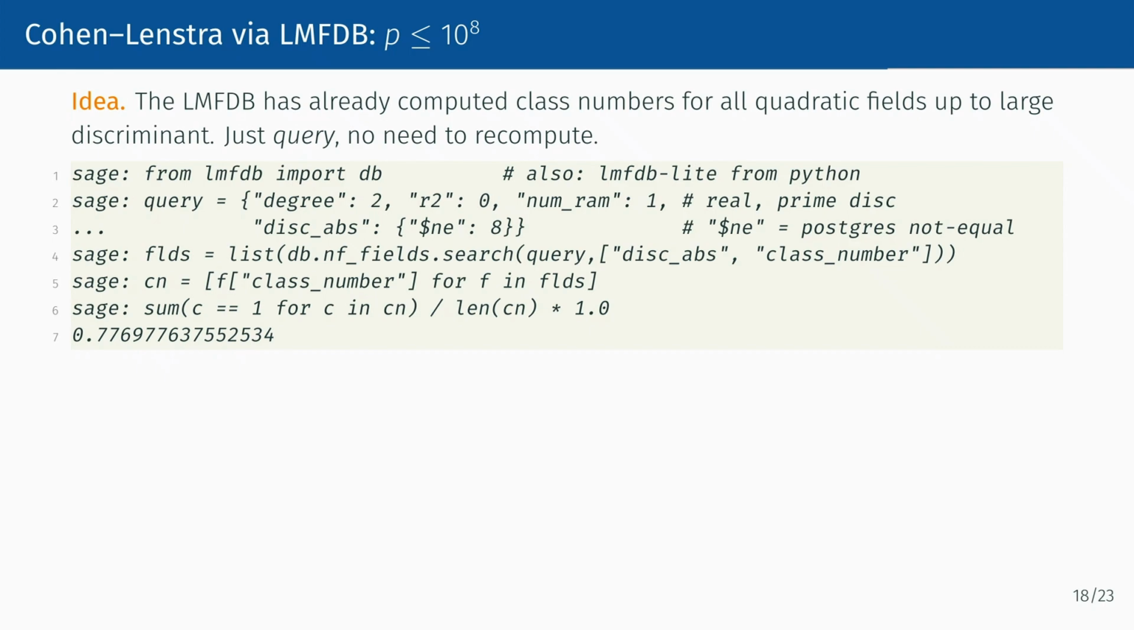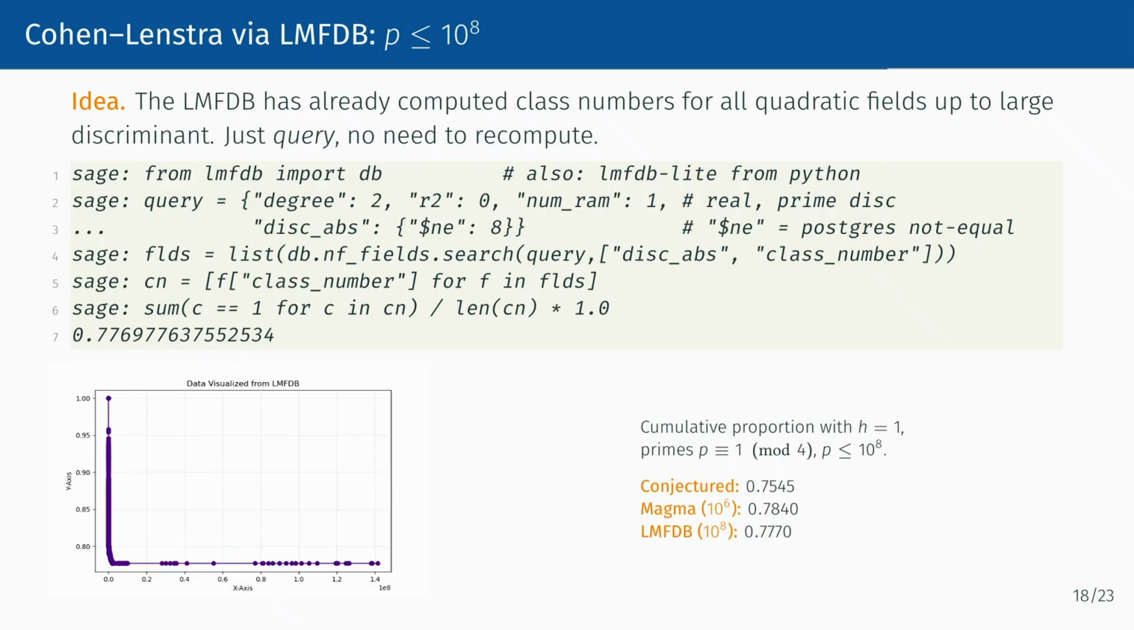And so if I'm just looking at the class numbers, I can again check for this ratio and see that if we go up to 10 to the 8th, we get 77.7, which is slightly better than what we got when we went up to 10 to the 6th. So it really continues to descend. But as you see, convergence is still very slow compared to the 75.45 that we expect. And here's the graph that one gets from plotting this data from the LMFDB.